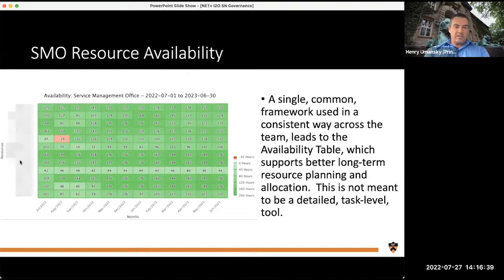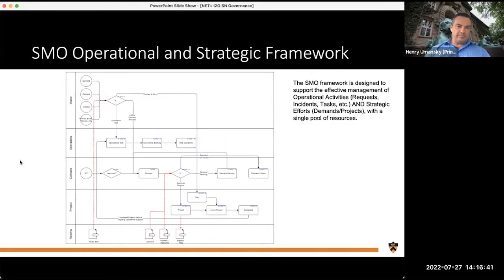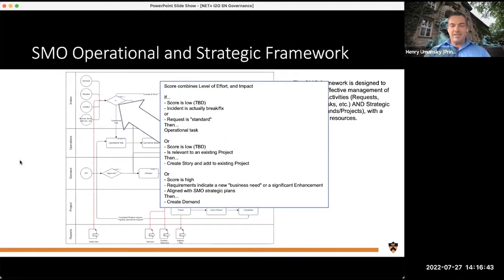Here's a sample process workflow our group uses to manage our day-to-day operational activities, such as requests, incidents, and tasks, as well as our strategic efforts, such as demands and projects.